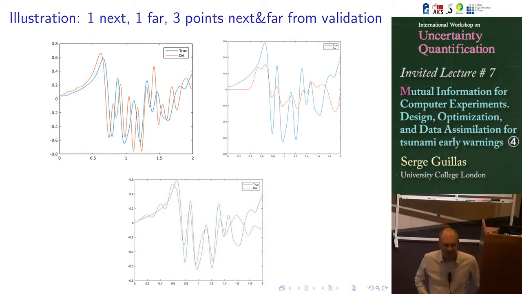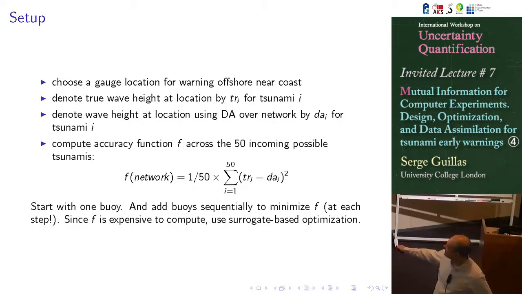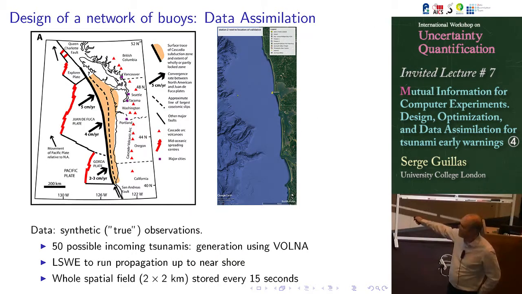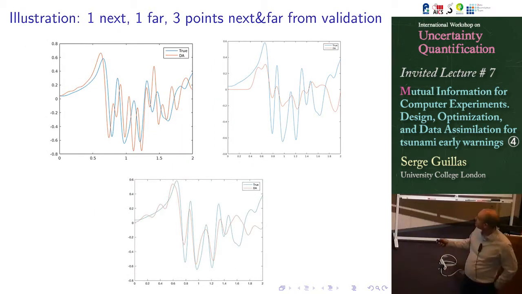Yes? Yes, in the end, yes. It's exactly this. You read my mind. Indeed, it's where is the next location to put a station? So if I choose one point here, very close to this gauge, I do data assimilation. I get this. Only with one.